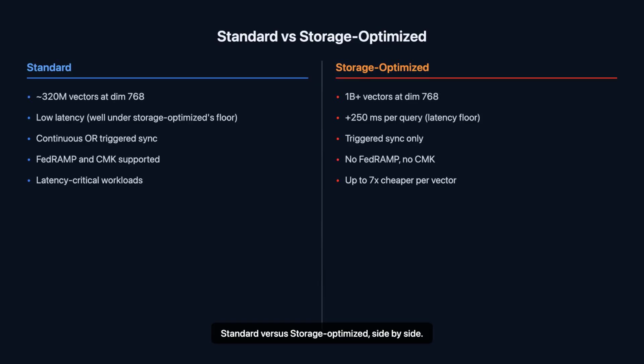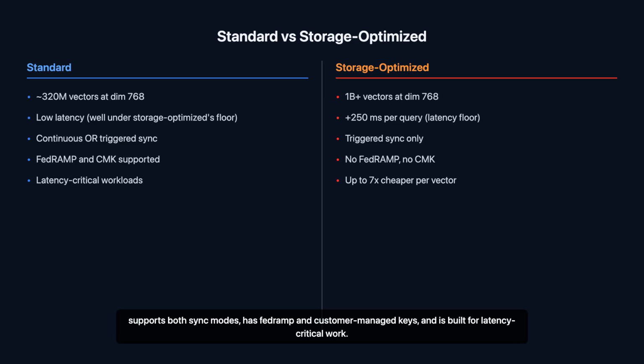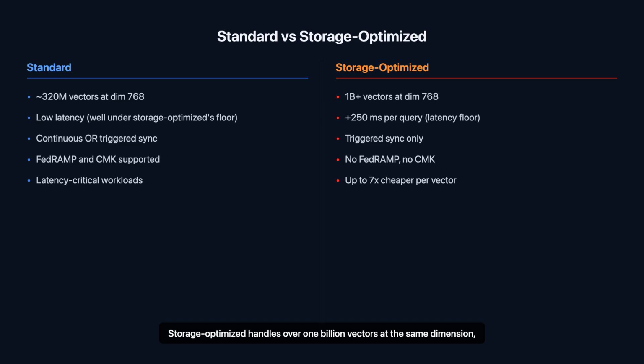Standard versus storage optimized, side by side. Standard handles roughly 320 million vectors at dimension 768, queries in single-digit to tens of milliseconds depending on index size and dimensionality, supports both sync modes, has FedRAMP and customer-managed keys, and is built for latency-critical work. Storage-optimized handles over 1 billion vectors at the same dimension, adds 250 milliseconds as a latency floor, supports triggered sync only, has no FedRAMP and no customer-managed keys, but is up to 7 times cheaper per vector. The rest of the decision is just matching your workload to the right column.